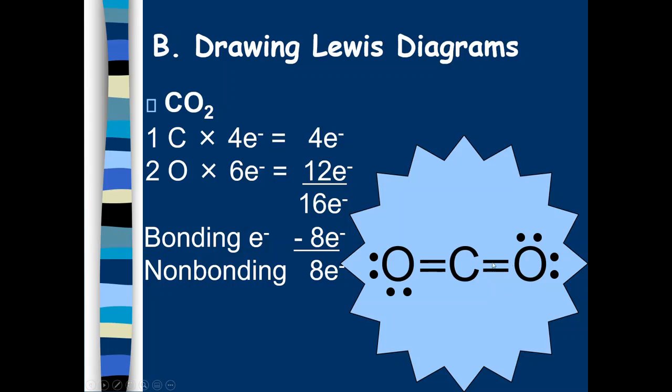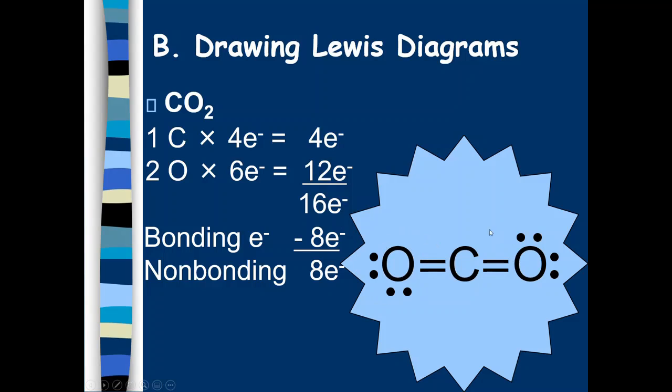I now have 1, 2, 3, 4, 5, 6, 7, 8 bonding electrons, which means I can place 8 non-bonding electrons in my molecule. And that is in fact what I have. I have 1, 2, 3, 4, 5, 6, 7, 8 electrons that are not bonding. And so my total electrons in this diagram is 16, which is the number of valence electrons that I'm supposed to have.